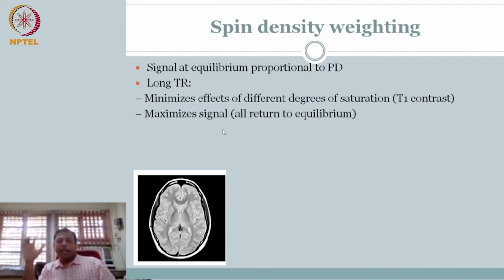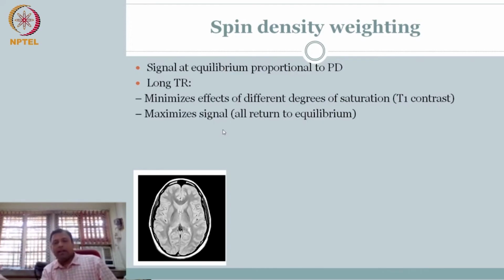Now I have minimized the influence of T1. What is the other influence? T2. So how do I minimize the influence of T2? T2 is dephasing. If I have a signal that is predominantly PD weighted and I put it to the floor, because my measurement only measures the transverse component, the moment I put alpha equal to 90 degrees the component comes to the floor. If I want to minimize the T2 effect, what should I do? I shouldn't allow it to dephase. If I don't allow it to dephase, then whatever I measure initially is only based on PD.